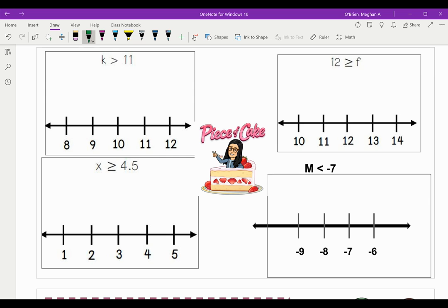Starting in the upper left, k is greater than 11. So k is some number greater than 11. I'm going to mark the 11 on the number line. Open circle, it doesn't include the number 11. And all the numbers greater than it would be to the right. Okay. Beneath that one, x is greater than or equal to 4.5. Okay, so where's 4.5? It's right here. It includes 4.5, so I shade it in. And all the numbers greater than that would be to the right.